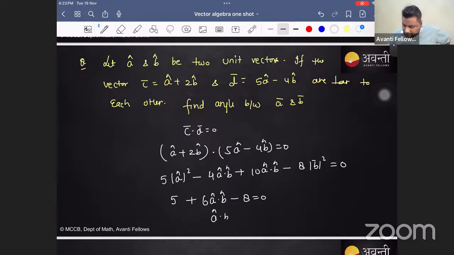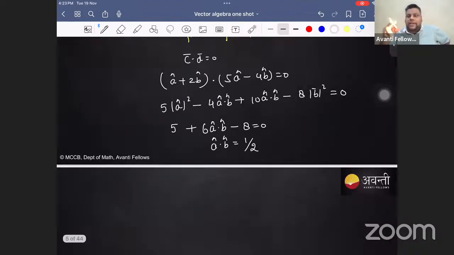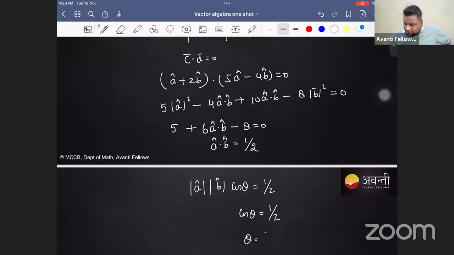So from this A cap dot B cap comes 1 by 2. Now already A and B are unit vectors. So magnitude of A cap, magnitude of B cap, into cos of the angle between them is half. So cos theta is 1 by 2. So in that case, theta is what? Pi by 3. Got it? Am I clear?